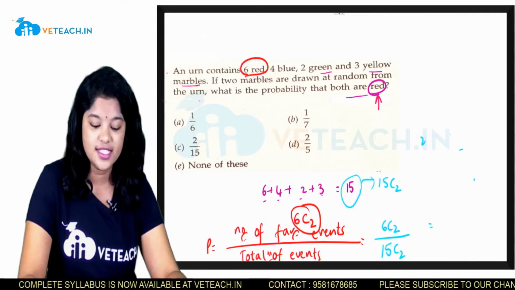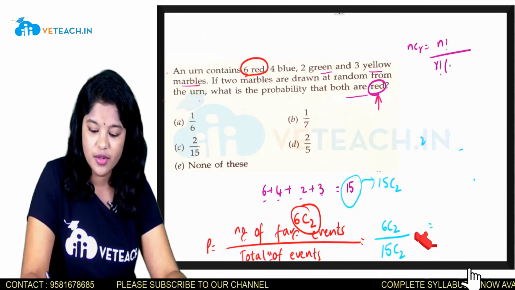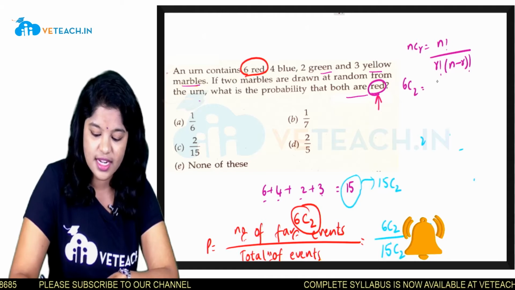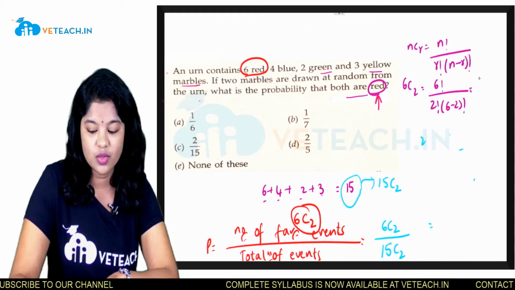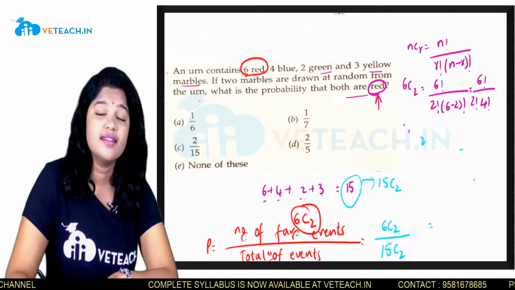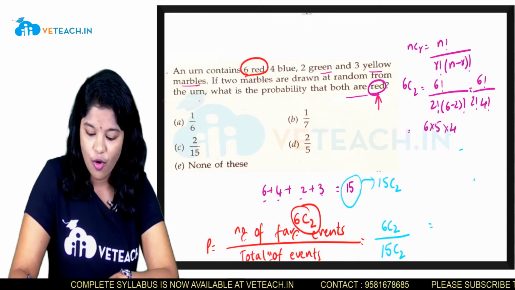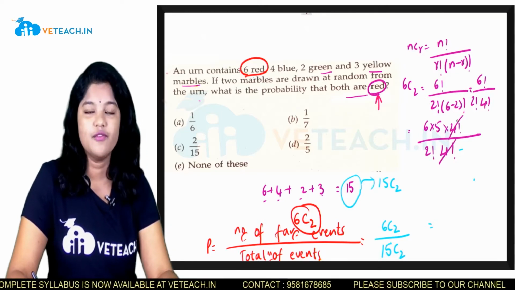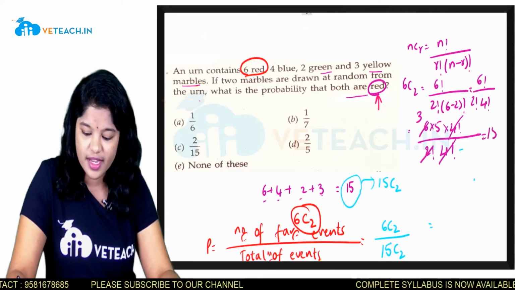But we know the formula of nCr. So nCr is equal to n factorial by r factorial into n minus r factorial. First let us calculate 6C2. That is nothing but 6 factorial by 2 factorial into 6 minus 2 factorial. So that is 6 factorial by 2 factorial into 4 factorial. I can write the 6 factorial as 6 into 5 into 4 factorial divided by 2 factorial into 4 factorial. 4 factorial gets cancelled. 2 factorial means 2 into 1. Then 3 times 5, so you will be getting 15.